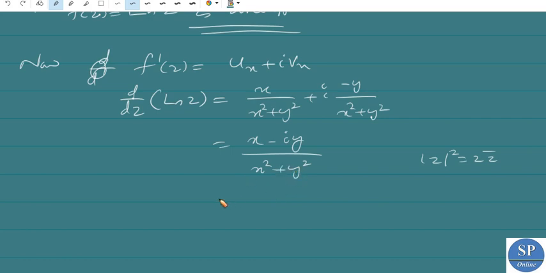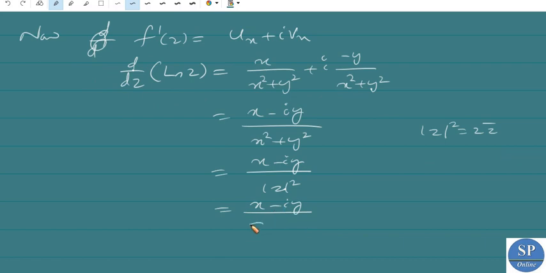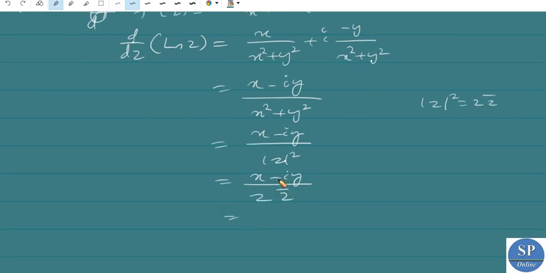So this can be written as z into z bar, x minus iy, divided by mod z whole square. So this is x minus iy divided by z into z bar. So this is equal to z bar, and x minus iy is the z bar. So it is 1 by z, because z bar is x minus iy. So the derivative of ln of z is nothing but 1 by z, as in the case of real variables.